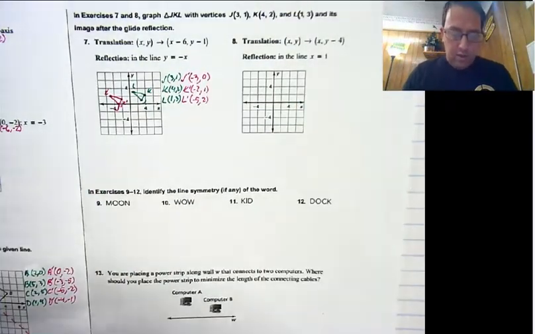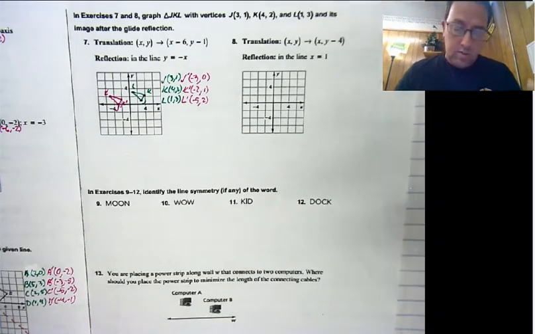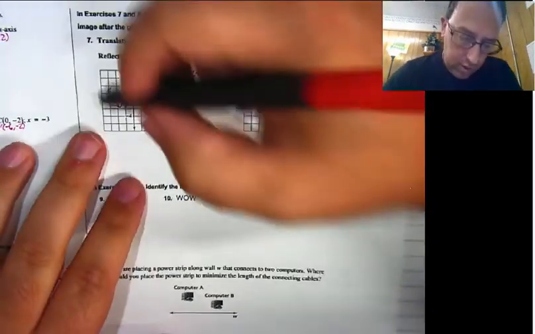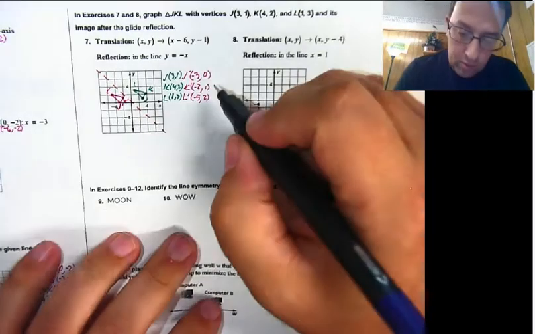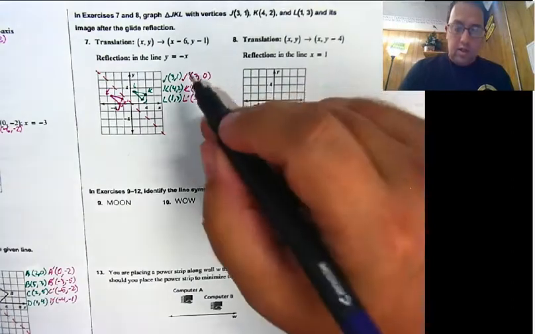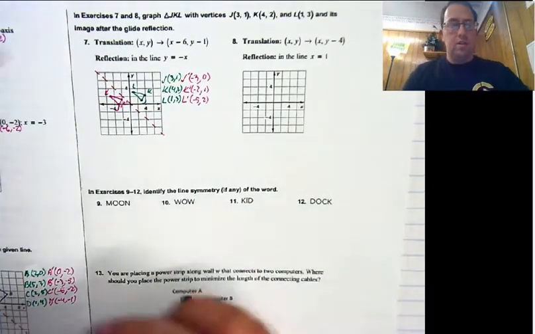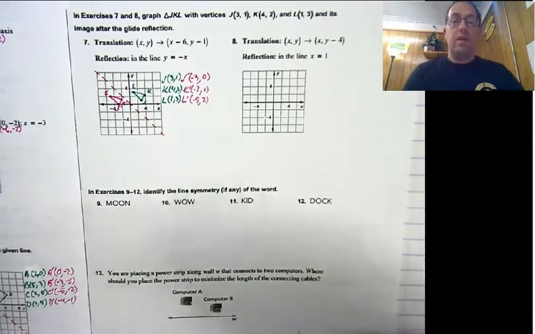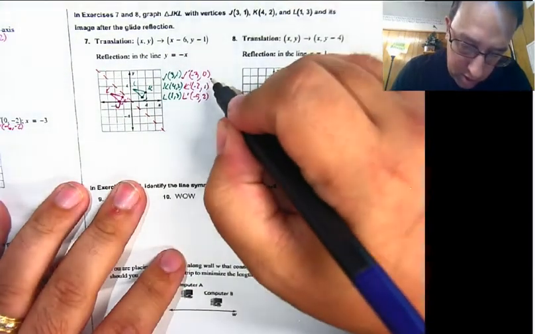And from here, we're going to do the reflection across the line y equals negative x. So let's go ahead and draw that line in here. We are going to do this using the coordinates. All right? So remember the coordinate rule for a reflection over the line y equals negative x: instead of (a, b), it becomes (negative b, negative a). So they switch places and they both change signs.